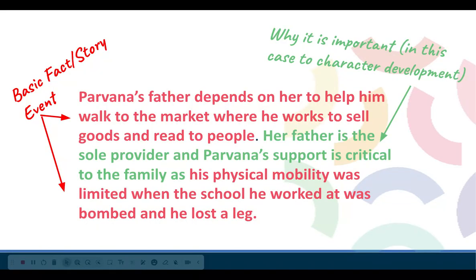And here we have it again. This time it's color-coded. In red, you can see the basic story fact. Parvana's dad lost his leg when a bomb went off at his school, limiting his mobility. In green, you see the importance, and in this case, its relevance to Parvana's character development, specifically her critical role in supporting her dad to support their family.